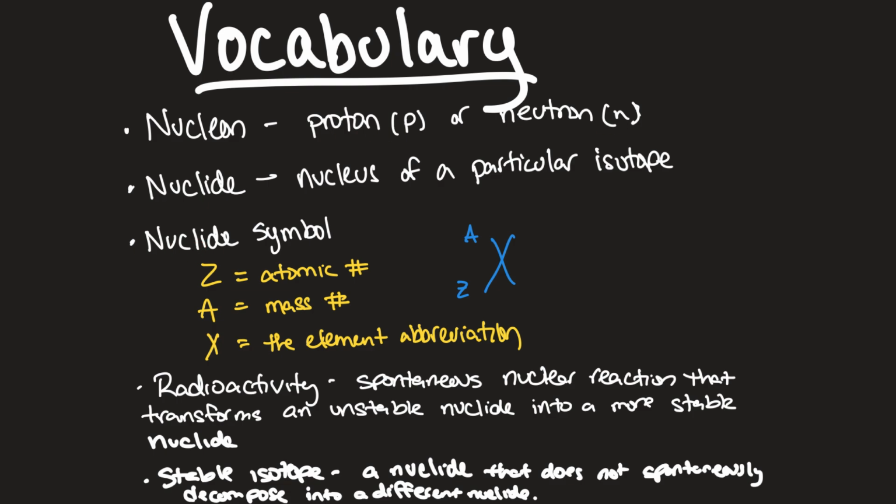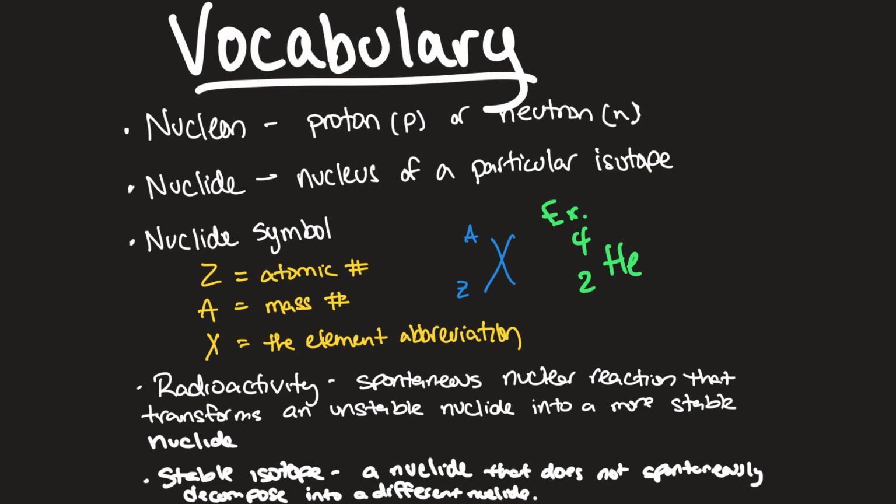Now, your nuclide symbols: here's an example of a nuclide symbol. Z is your atomic number, which you typically put in the bottom left. A is your mass number, which you write at the top left. X represents the element abbreviation. A good example of this is 4 2 He. The mass number is 4, the atomic number is 2, and the element is helium. This is just a really good example.